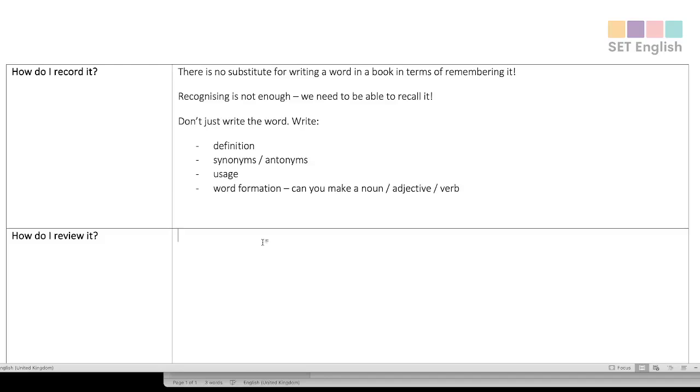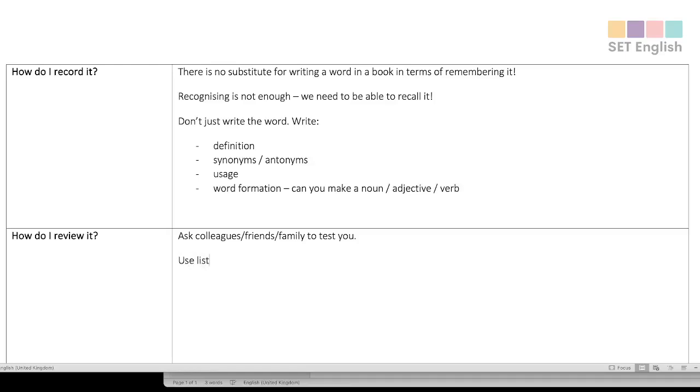And how do I review it? Well, if you've got vocabulary lists, ask colleagues to test you. If you've got native speaker colleagues, that would be even better. Okay, ask colleagues, friends, family. Okay, ask them to take your lists.